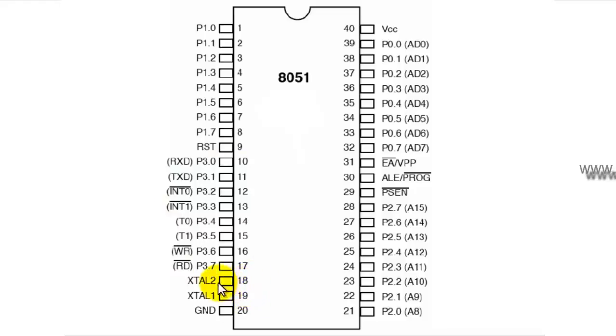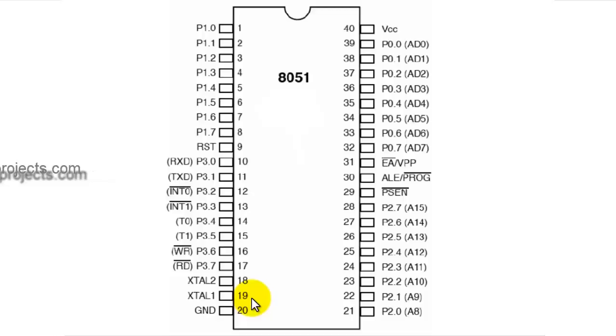Pin number 18 and 19 are XTAL2 and XTAL1, that is, they are for the purpose of connecting external crystal circuitry to them. External crystal circuitry actually gives them the clock pulses that they need to execute. For example, we can connect a 12 MHz crystal oscillator across them, which will help the 8051 microcontroller to generate 12 clock cycles in 1 microsecond. So XTAL2 and XTAL1 are used for external crystal circuitry to be connected to the 8051 microcontroller.